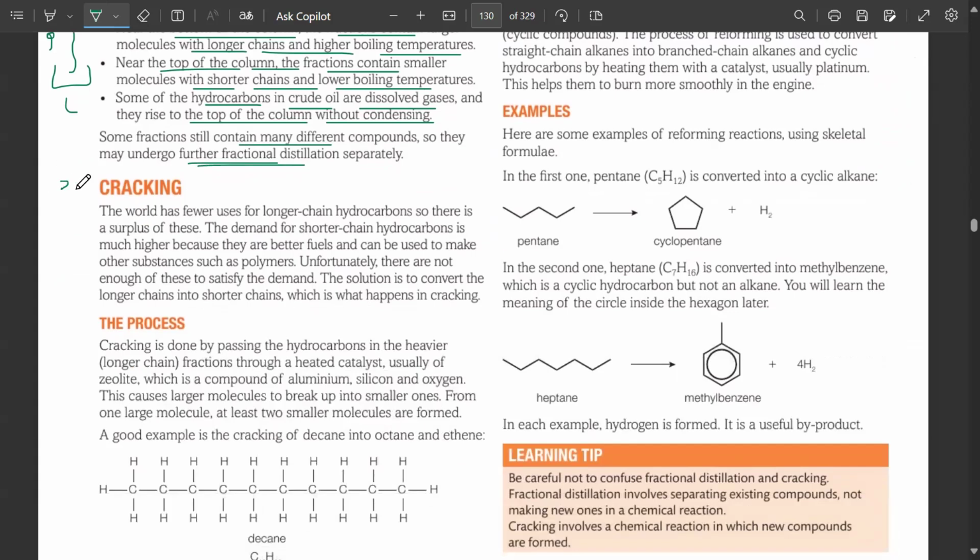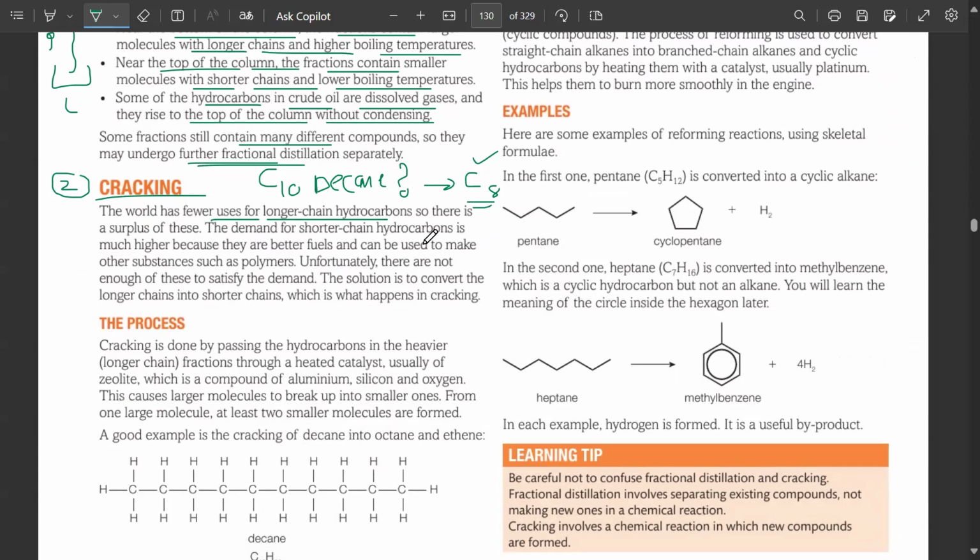The second method to produce alkanes is cracking. The world has few uses for longer chain hydrocarbons. For example, decane has almost no use. Have you ever heard of decane? You haven't. It's a very long chain, 10 carbon hydrocarbon. But if I break it into a shorter carbon compound, octane, yes, I've heard the name octane. It's a high octane fuel for cars. So longer chain hydrocarbons have no demand in the world.